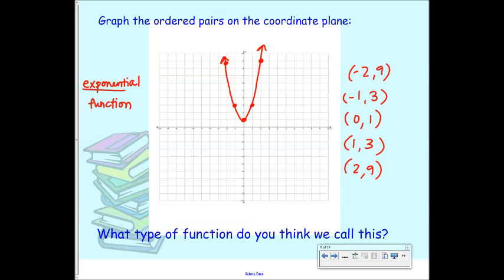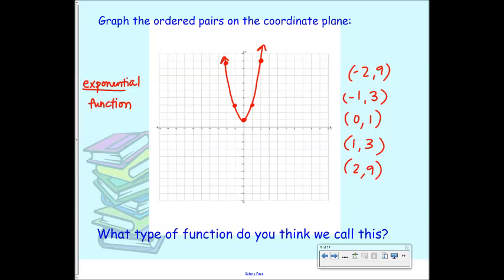Has anyone heard the word parabola before? All right. Say parabola. It's not a disease. It's parabola. All right, and a parabola just means that it makes a curve, like a U.